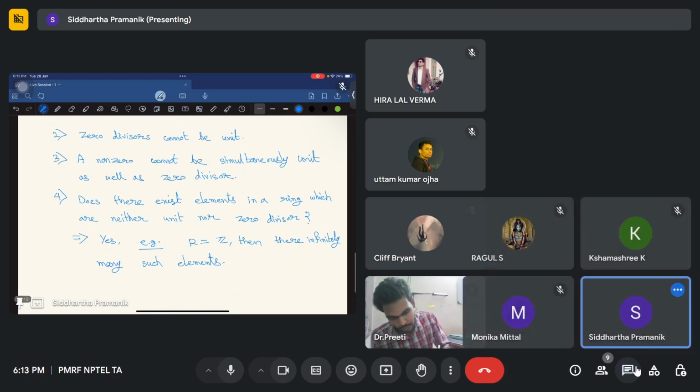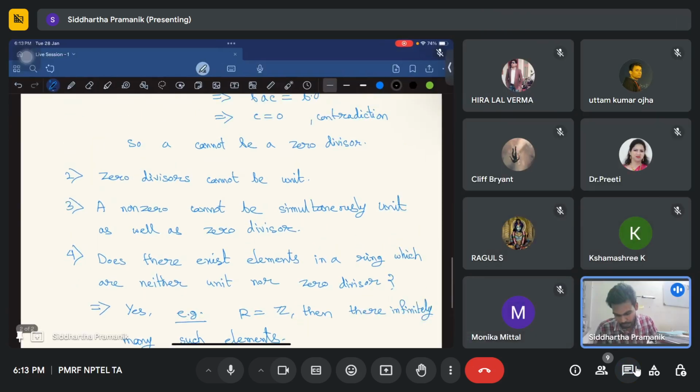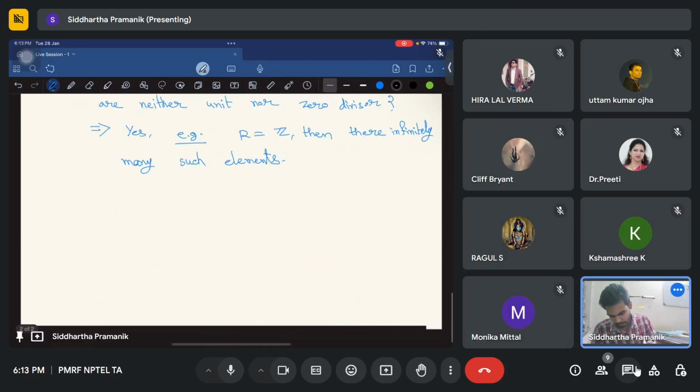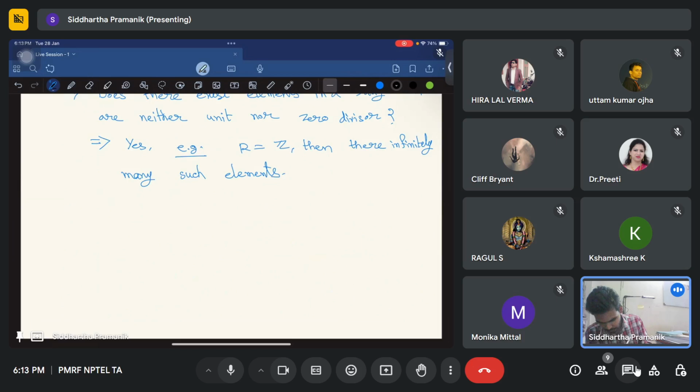So with this, let me write down the first problem. Let R be a ring which has finitely many elements.